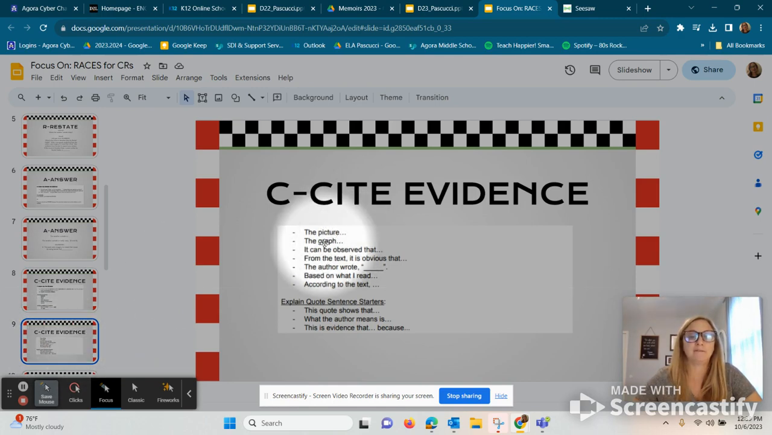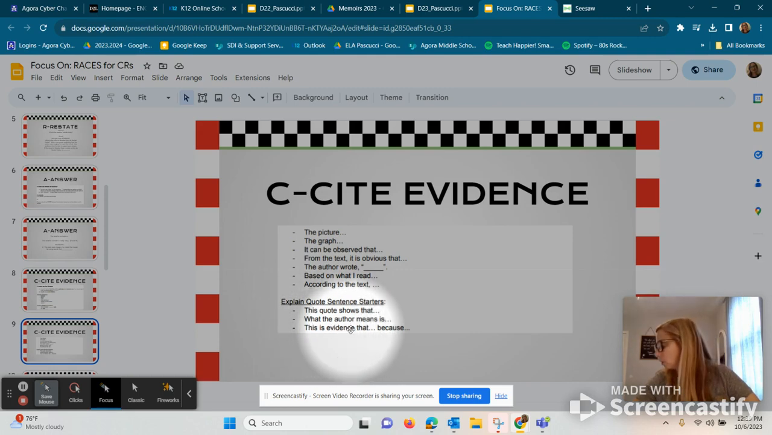All right, I have more examples here in case you want to snip them. This might be more tailored to science or global studies: the graph states, or the author wrote, comma, quote. That's where you would use that one for English. Or according to the text, comma, and then you might give some indirect evidence. And you really want to quote them. I don't really love "this quote shows," but I like "what the author means is" or "this is evidence that," and then you want to add "because."